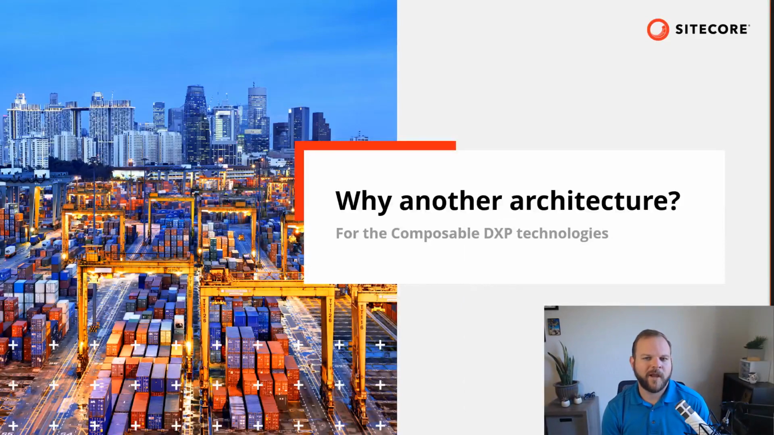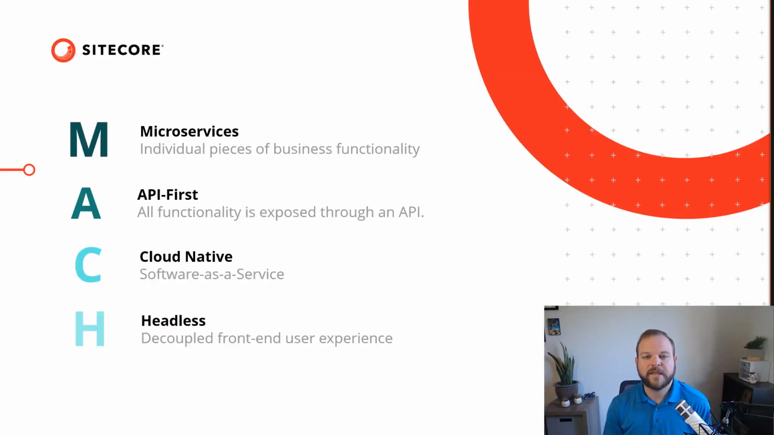First off, why do we have another new architecture, a new acronym? Well, the MACH architecture has come out because of the rise in popularity of Composable DXP. Now, this is important. As a developer in the Composable DXP world, you will not necessarily be building applications with a MACH architecture, but it is becoming common for you to be consuming technologies that have been built with MACH architecture in mind. So in the Composable DXP marketplace, you want to find and use technologies that have been built with MACH in mind. So what is MACH?